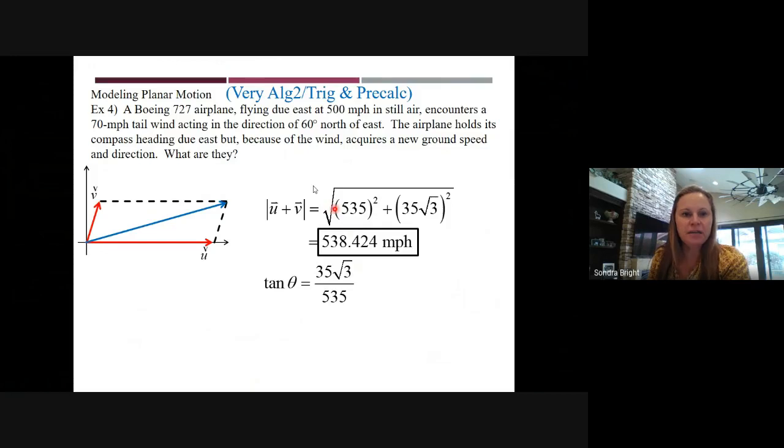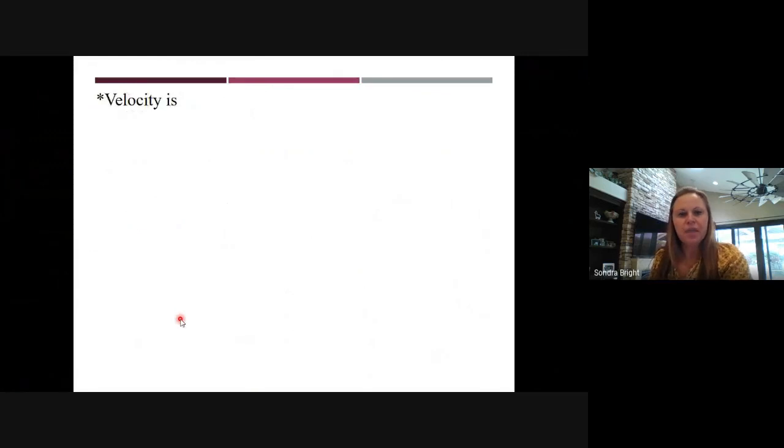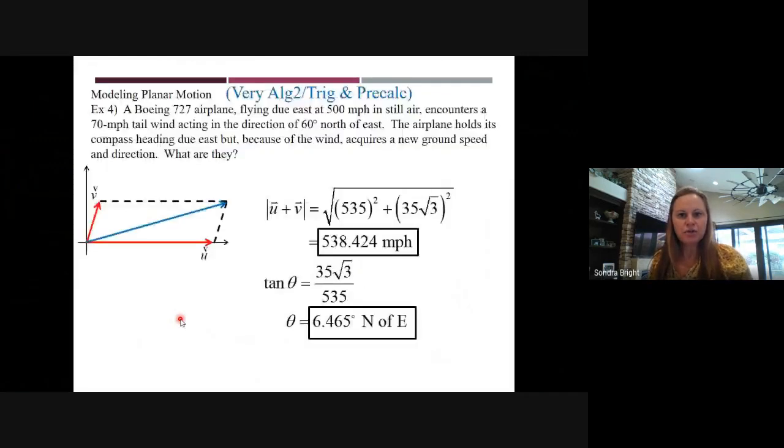To get the direction, what is this angle right in there? Tangent of theta is equal to y over x. So I took the y component, 35 rad 3, divided by the x component of 535. And when you put that in your calculator in degree mode, you're going to get 6.465, to 3 decimal places. And that would be north of east. So here's east, north of east. It's going to be that guy right there. All right. Oops, let me go back. Okay, so that is your ground speed and the direction.